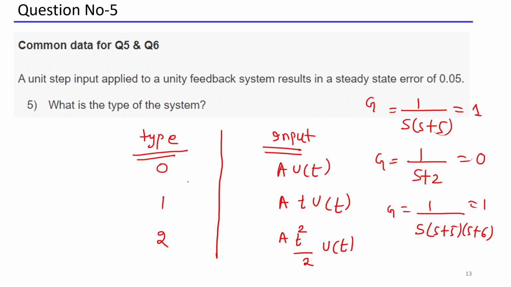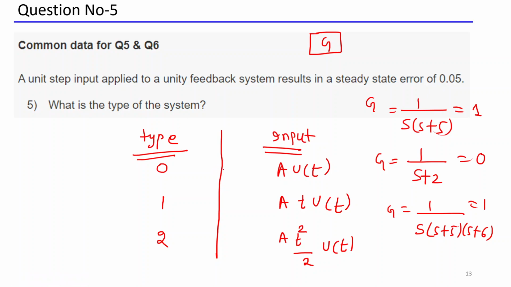So first of all, for steady state error calculation, we require the transfer function G. We don't want the closed loop transfer function. Now from that transfer function, you find out the type of the system. I have classified the type 0, 1, 2. G can be anything, type can be 0, it can be 1, it can be 2. Now on the right hand side, you write down the input like this. I'll solve question number 5, but you just understand what I'm saying.